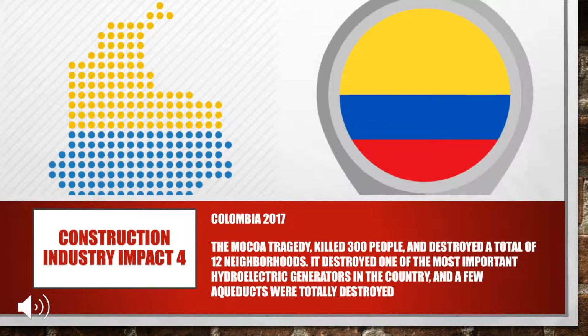Now we go to Colombia, which is also considered a third world country, and we go to 2017, a more recent time, and we're going to explore the tragedy of Mocoa, in which a landslide caused by water, rain, and erosion killed 300 people and totally destroyed 12 neighborhoods, one of the most important hydroelectric generators in the country, and a few aqueducts.